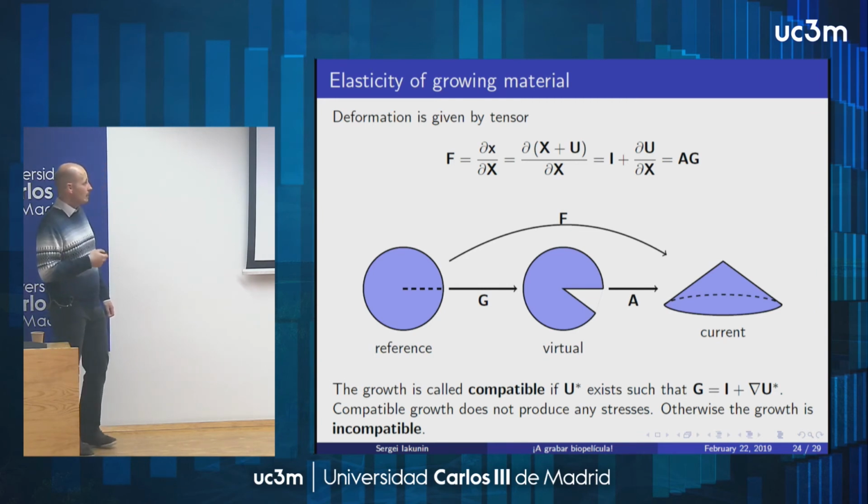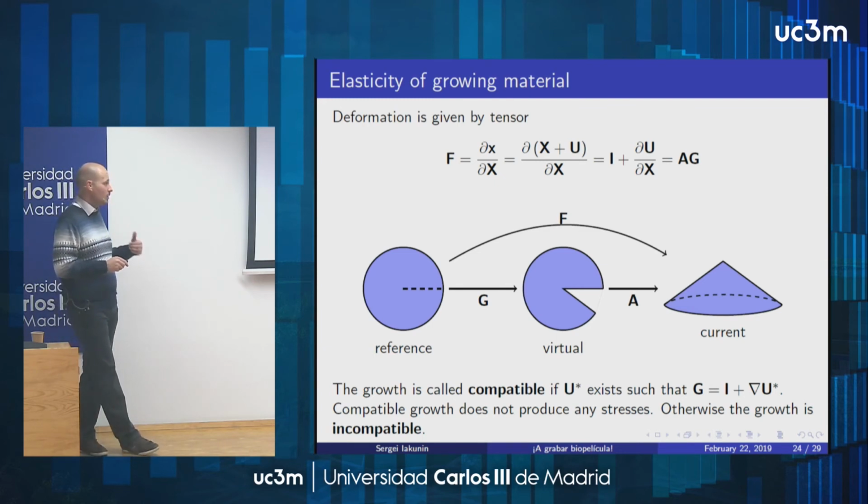Well, in elasticity and deformation, we usually have a reference configuration, the initial configuration of the biofilm, and it transforms to the current one. The deformation is given by the deformation tensor F, which is the derivative of the new coordinate with respect to the old one. It can also be given in terms of a displacement field u. It means that we have some displacement for each point. We assign a displacement, and adding it, we obtain the final configuration.